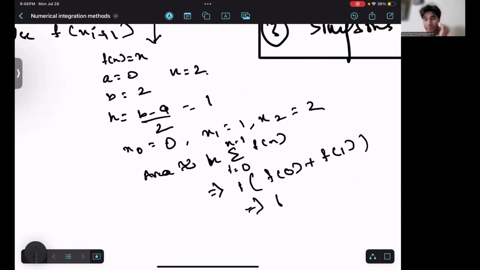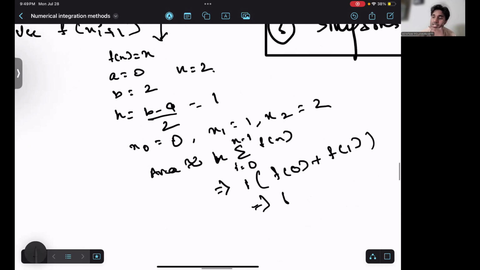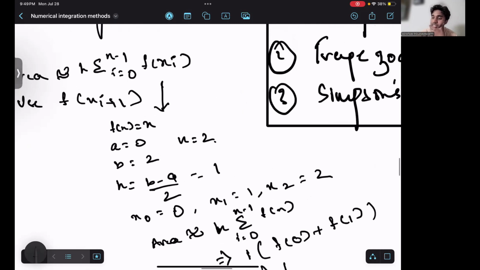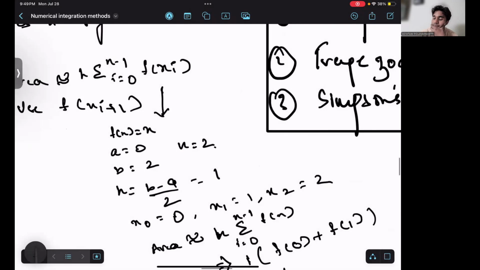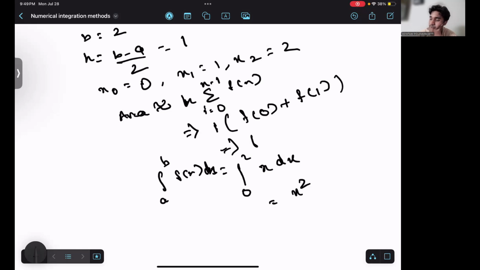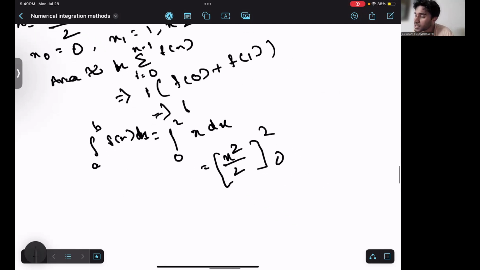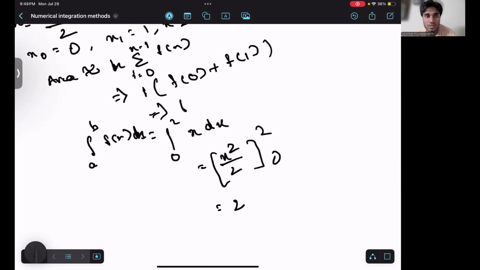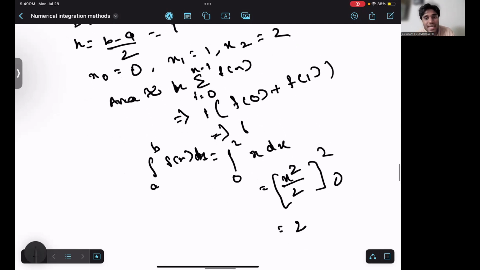But the actual area of f of x equal to x from the range 0 to 2 will be the integral of x, which is x squared by 2 from 0 to 2, which will be equal to 2. So the real area is 2, but the approximation which we got is 1. So this method is not very accurate.